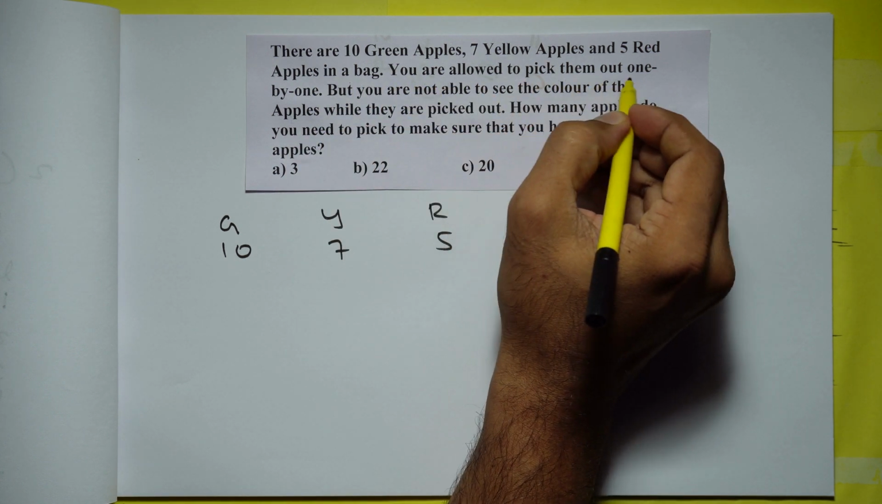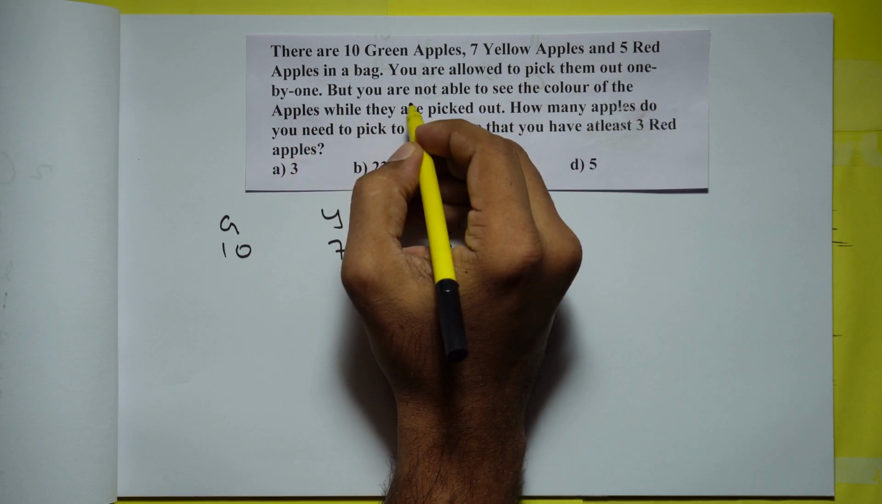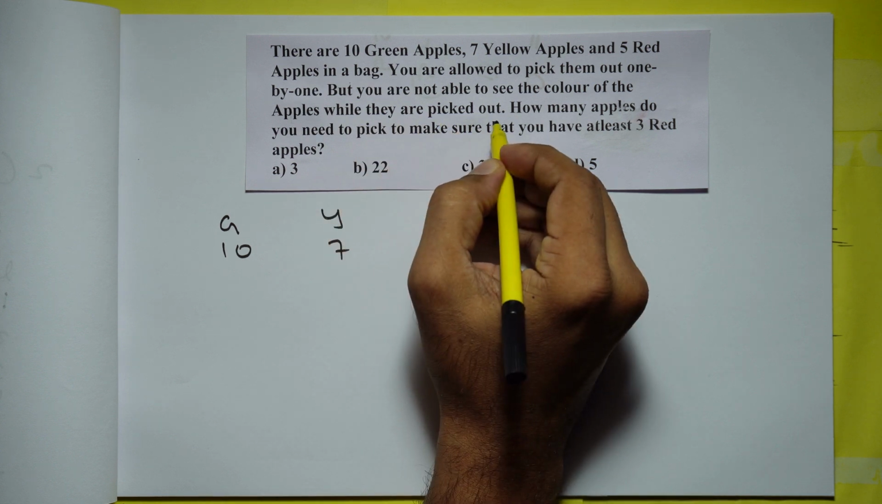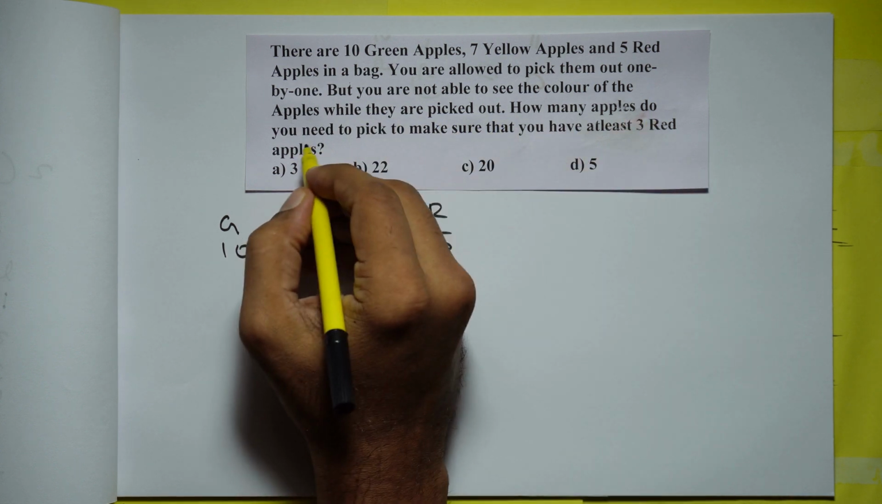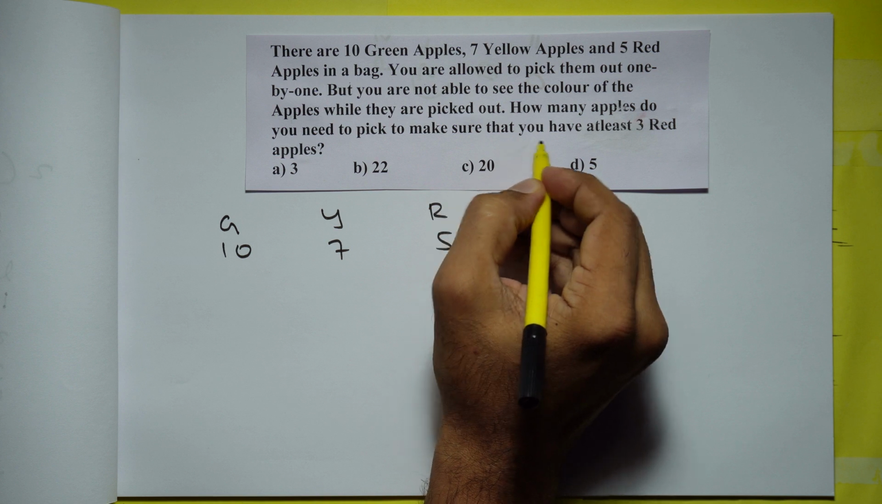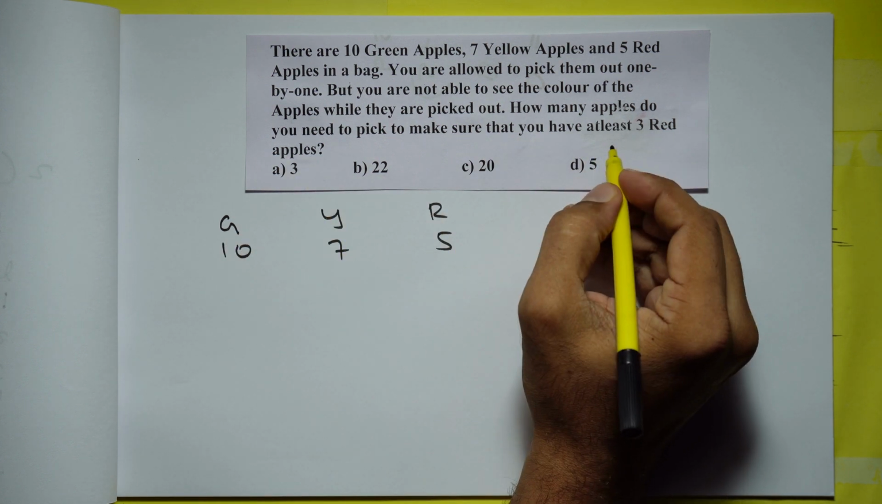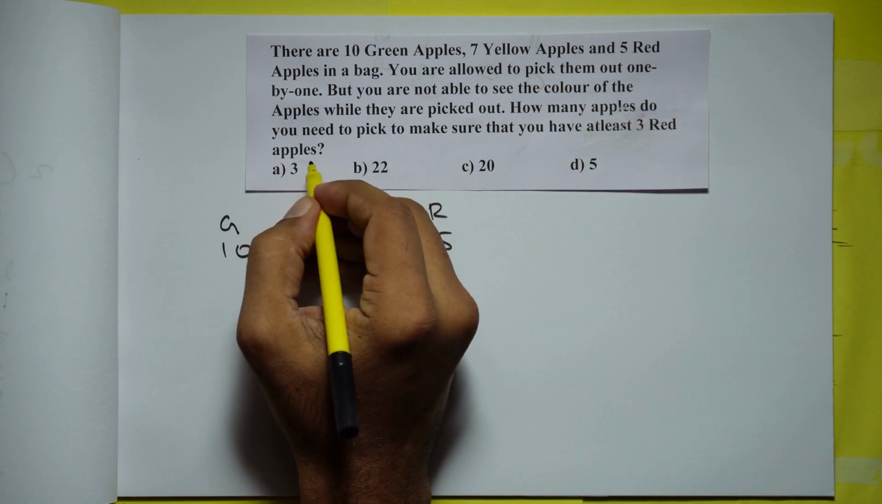You are allowed to pick them out one by one. But you are not able to see the color of the apples while they are picked out. How many apples do you need to pick to make sure that you have at least 3 red apples? So you have to ensure that there are 3 red apples.